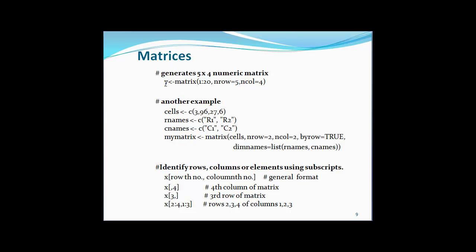The first method: y, my matrix name, is equal to matrix in the bracket the vector. In place of vector I am writing one column 20. Okay, 20 elements I am having, 1 to 20, 1 2 3 4 5 till 20. Now the second one was n row, that is number of rows. Here I am having 5 number of rows, nrow equal to 5, and number of rows is equal to column.